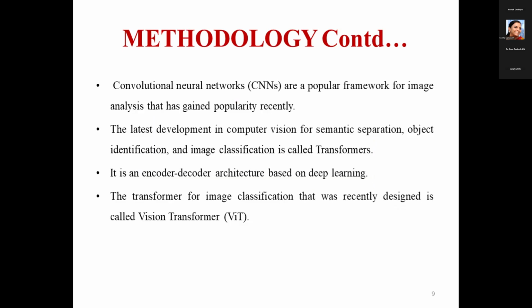In the case of CNN, as we know, it is a popular framework for image analysis, and it has gained popularity among various diseases. So in this research, we have used the latest development of a CNN, which is a vision transformer, which uses encoder-decoder architecture for the classification of normal and RA patients.